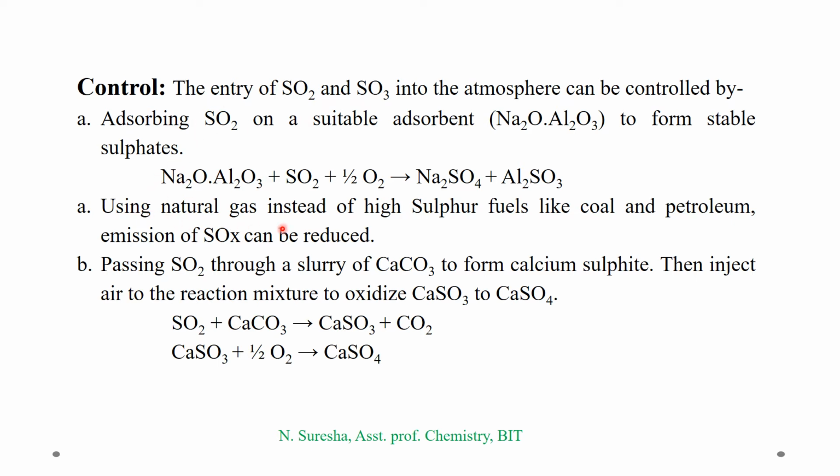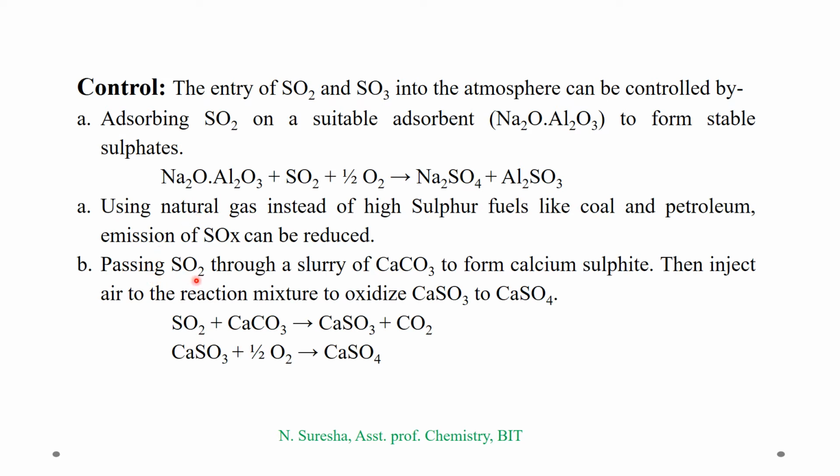Using natural gas instead of high sulfur fuel like coal and petrol, emission of oxides of sulfur can be reduced. Instead of using the sulfur containing fuels, if we use natural gas, we can reduce the emission of oxides of sulfur into the atmosphere.